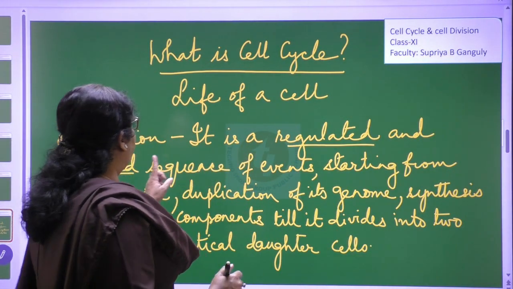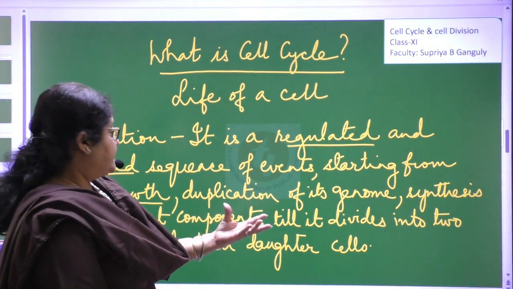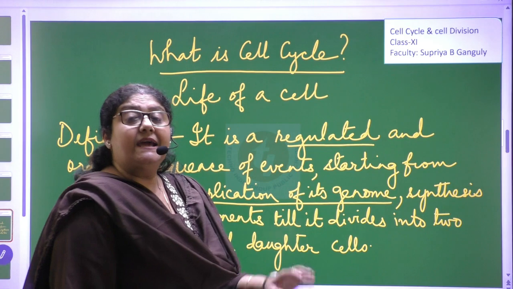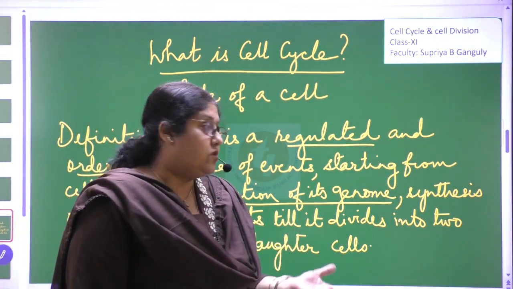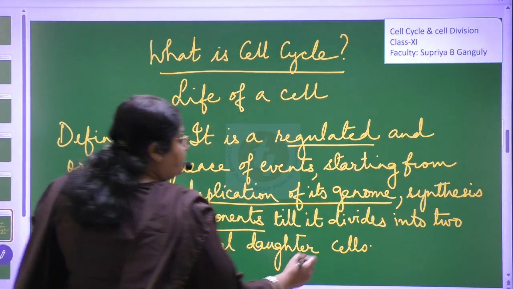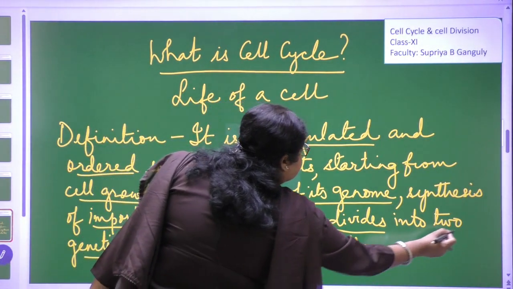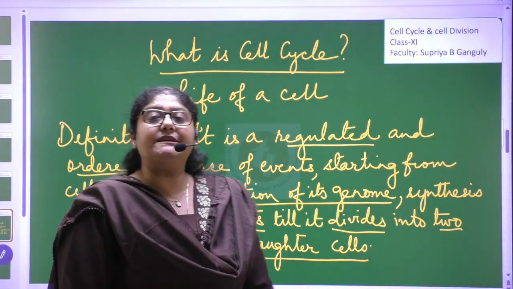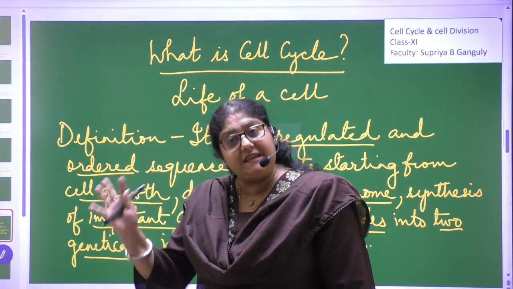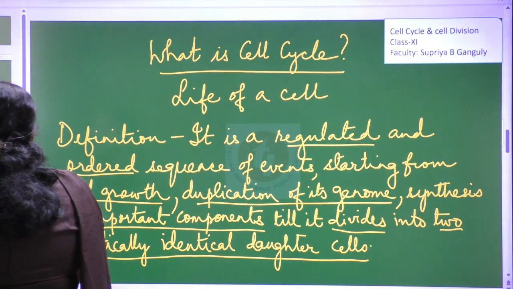So it's a regulated and ordered sequence starting from cell growth. This is where it starts. The cell starts growing, then its genome is duplicated. That means the DNA undergoes replication or doubling. Then important components are synthesized, and finally it divides into two genetically identical daughter cells. All this will be very clear to you once we have seen the cell cycle. So for seeing that, let us see the diagram.